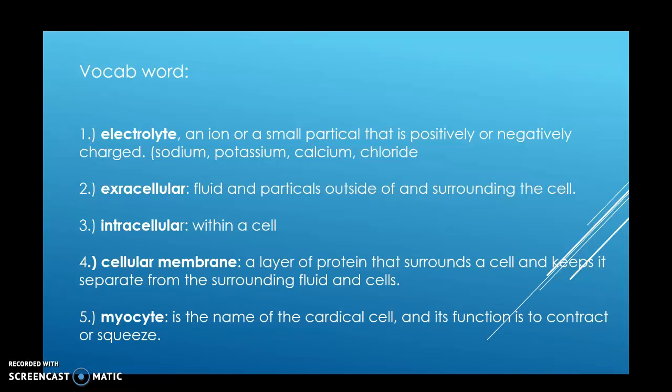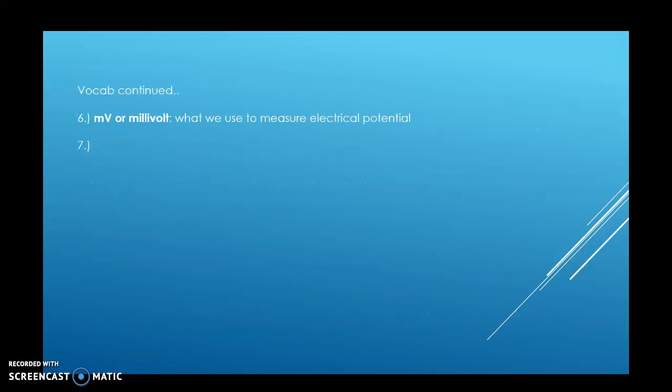Extracellular is a part of the cell. It's the outside surrounding part of the cell where fluids and particles are, okay? Intracellular is a word we use for things that are inside the cell, within it, okay? The cell membrane is a layer of protein that surrounds the cell and keeps the intracellular separated from the extracellular. And then again, the myocyte is the actual name of the cardiac cell. Okay.